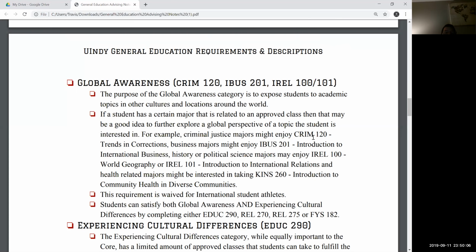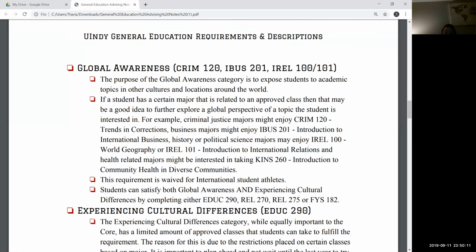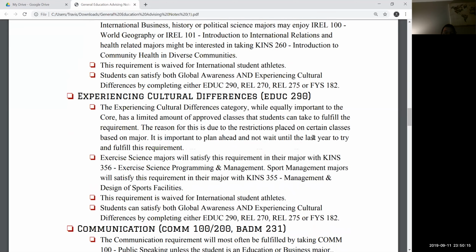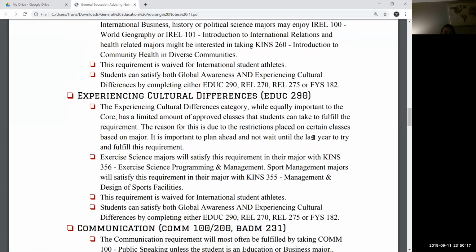Now, there are some double counting classes for global awareness and for the next category, experiencing cultural differences. So what I will say here is Education 290, very popular choice. Religion 270 and 275, ironic enough, do not fulfill the religion category, but you can take those and count them for 2 categories if you're required to do it. And then FYS 182 is another triple counting requirement. So if you haven't taken FYS and you can take 182, then you could fulfill both of those.